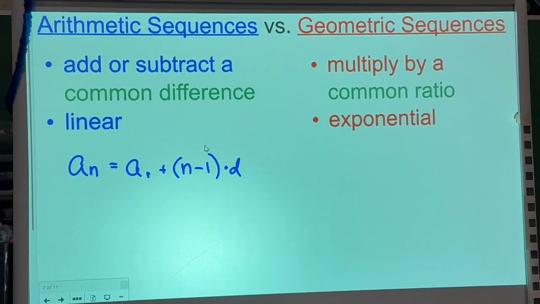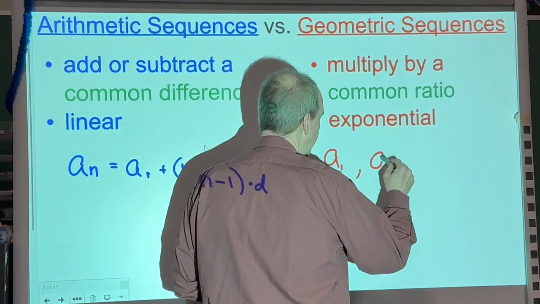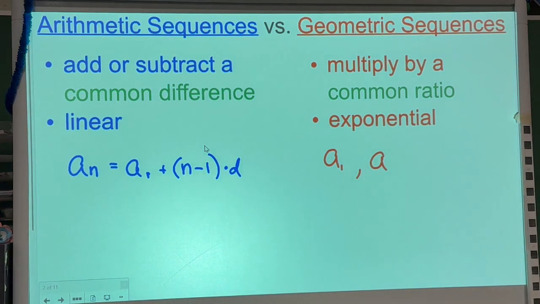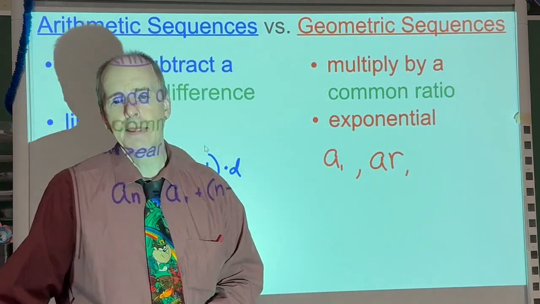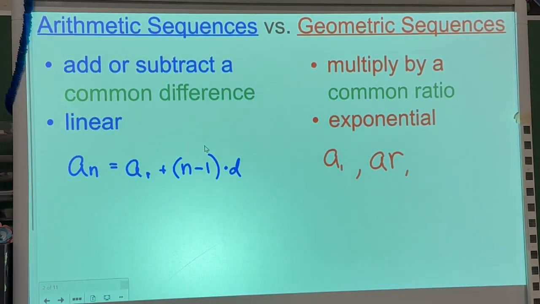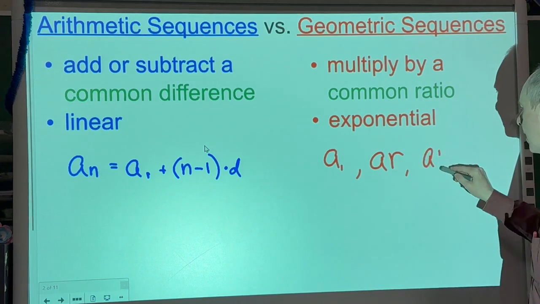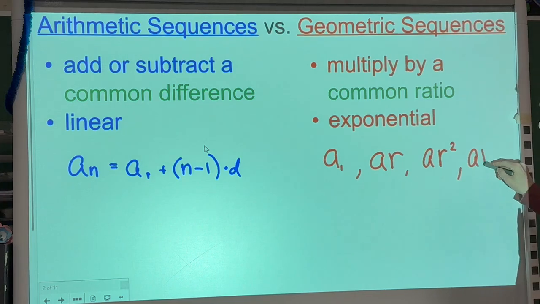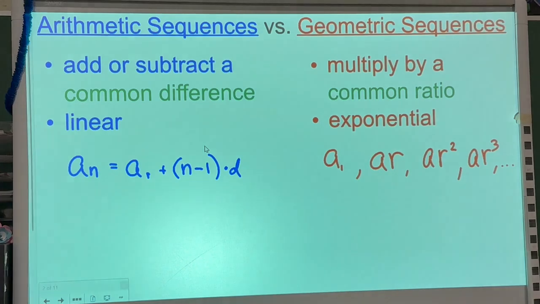We're going to have our first term, a sub 1. Then our next term is going to multiply by that common ratio. We'll call that r. Then we'll take that and multiply again by our common ratio. So you have a times r, and you multiply by r again, you get a times r squared. If we multiply that by r again, you would get a times r cubed, and so on. That's how your sequence would end up looking.